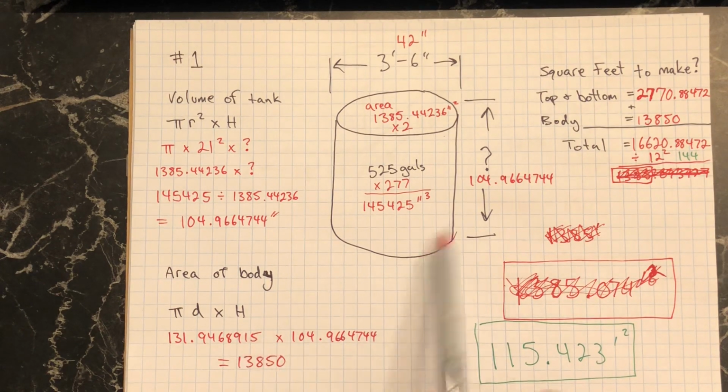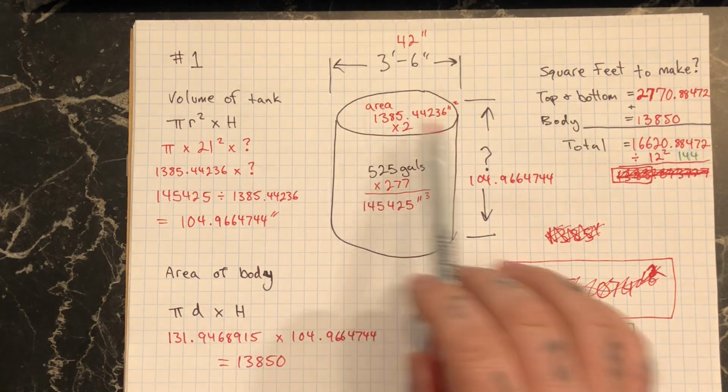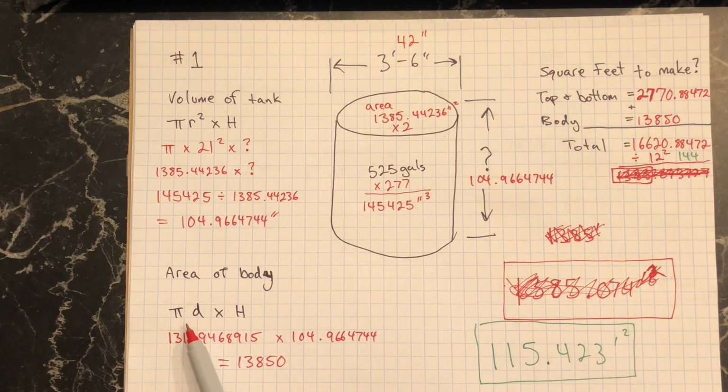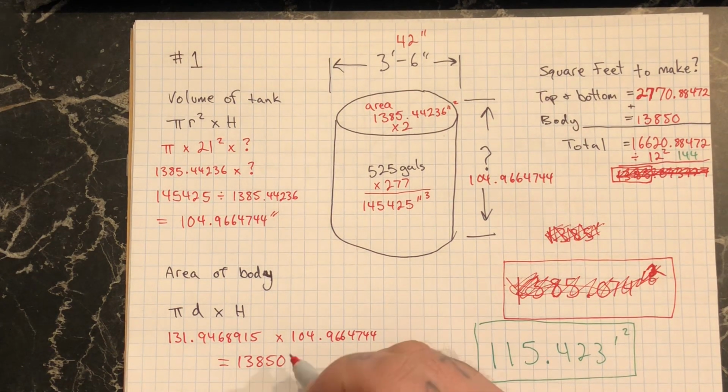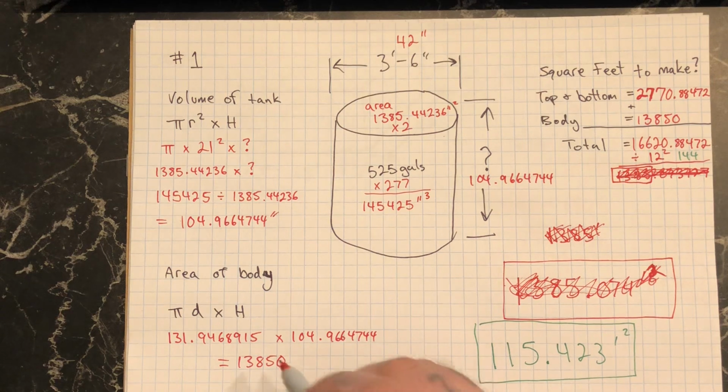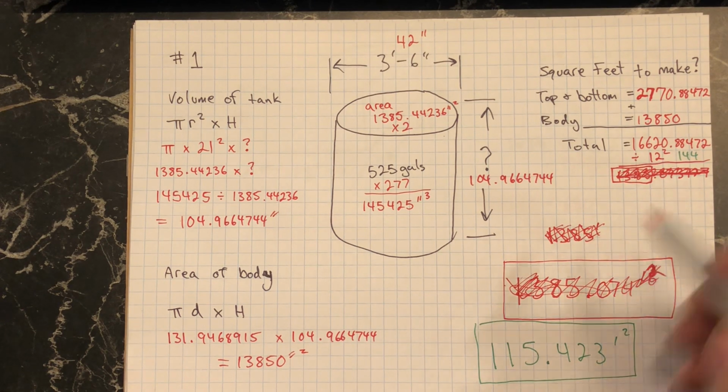So now the circumference, pi times diameter. So pi times 42 gives me 131.9468915, times the height will give me a stretch out of 13,850 square inches. So that's where this is.